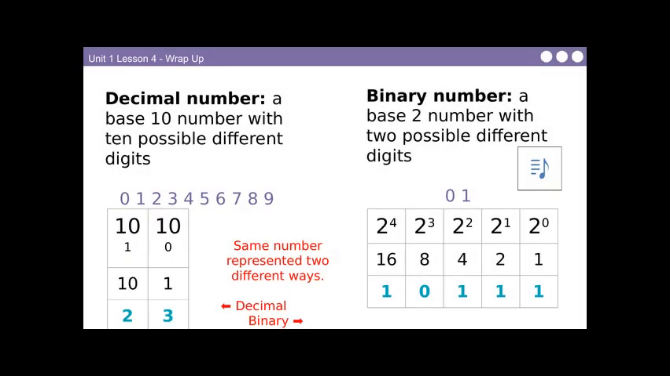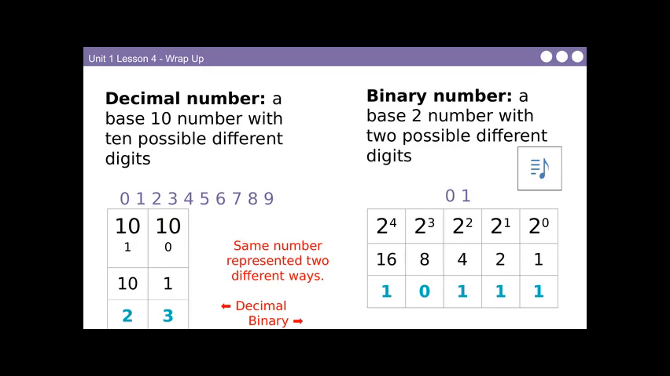Now let's wrap up. It's important to know the difference between binary and decimal number systems. As a review, the decimal number system is base 10. There are 10 different symbols used to represent decimal numbers, 0 through 9. The binary system is base 2. The 2 different symbols used to represent binary numbers are 0 and 1.